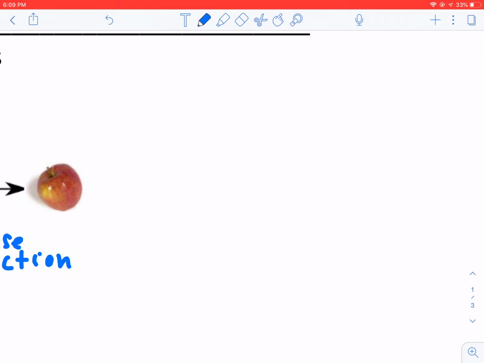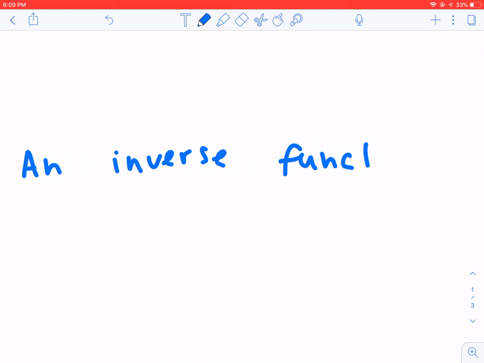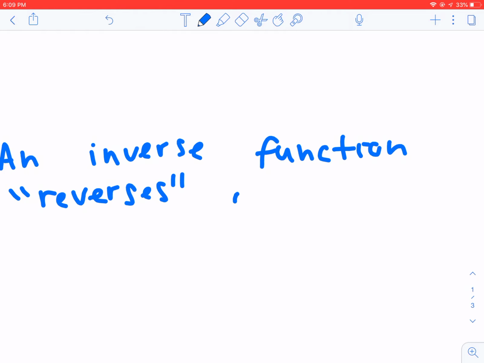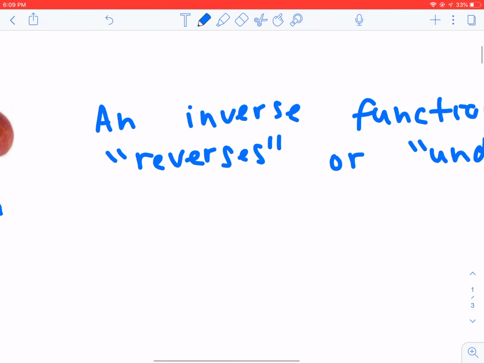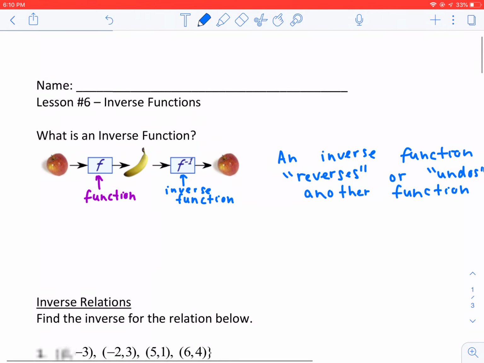So we can say that an inverse function, I'm going to put this in quotation marks because it's not really precisely a mathematical term, but an inverse function reverses or undoes another function. And that's really the simplest or most concise definition.